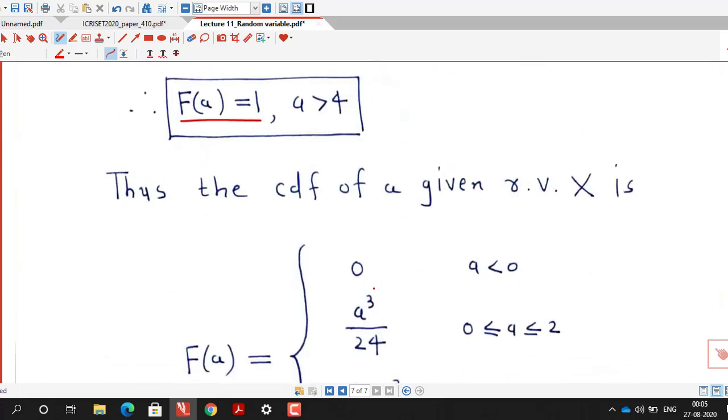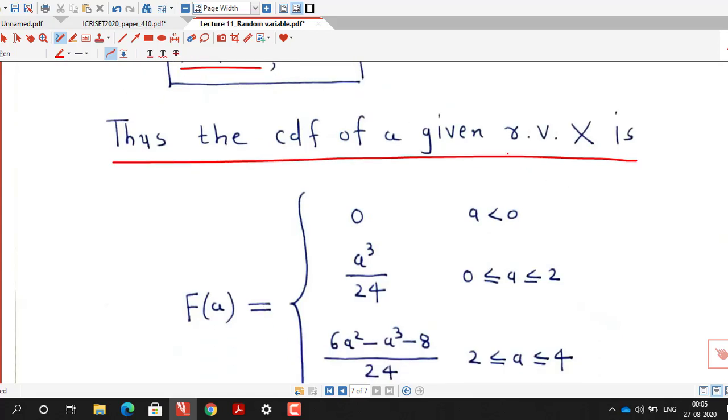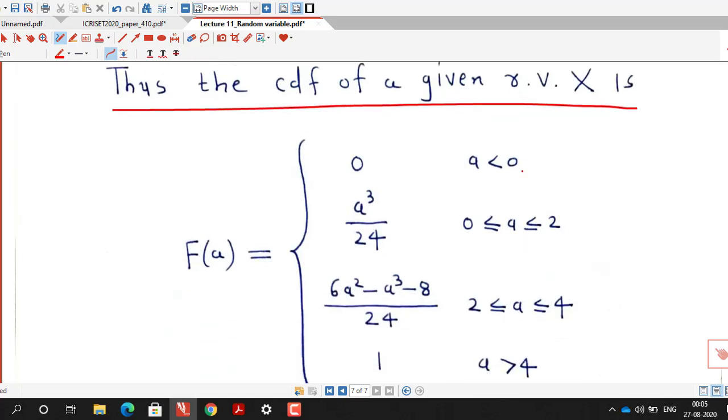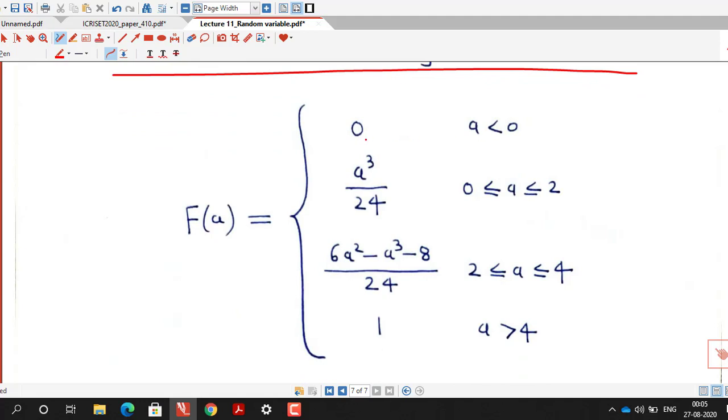So if we combine all these cases, then the cumulative distribution function of the given random variable X is given by this formula. If a is negative, F of a is 0. If a is between 0 and 2, F of a is a cube by 24. If a is between 2 and 4, F of a is 6a square minus a cube minus 8 divided by 24. And if a is greater than 4, F of a is 1. Here a is a dummy variable. Instead of small a, you can write small x also.